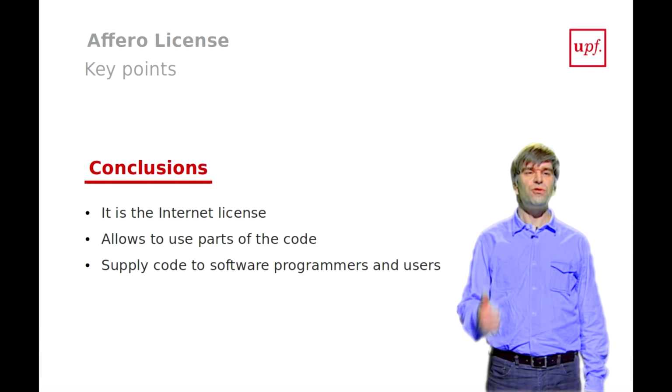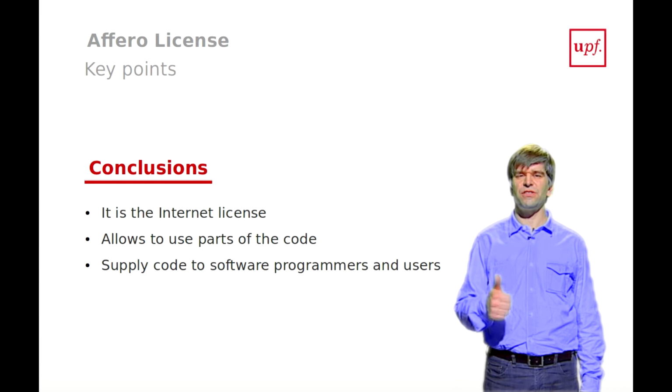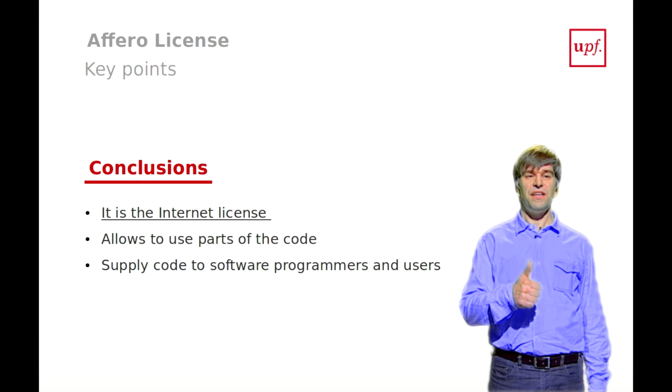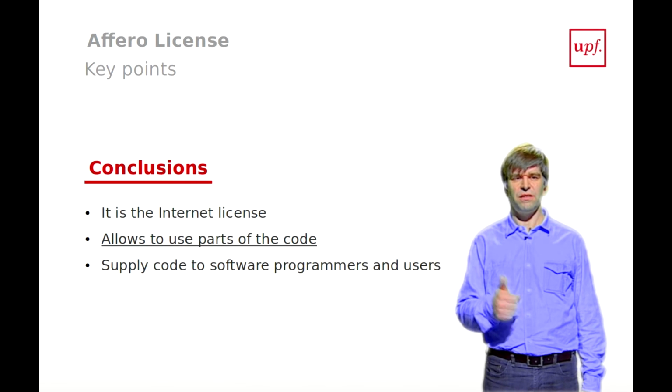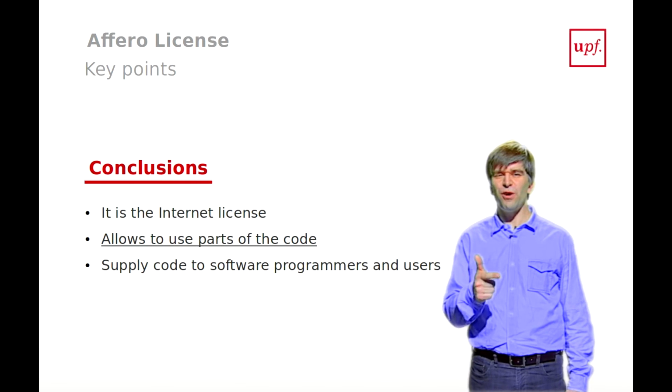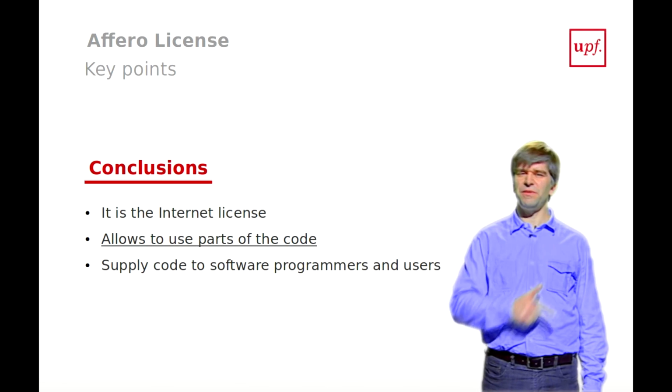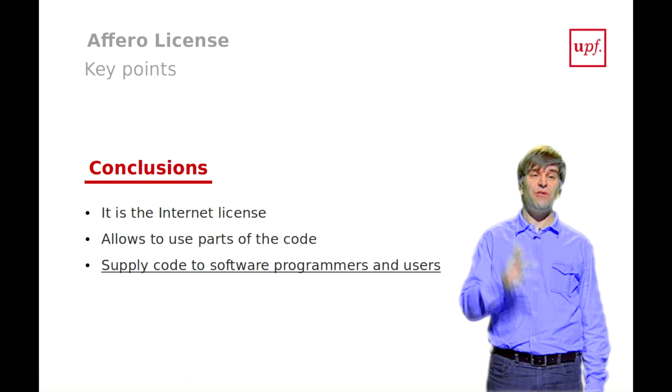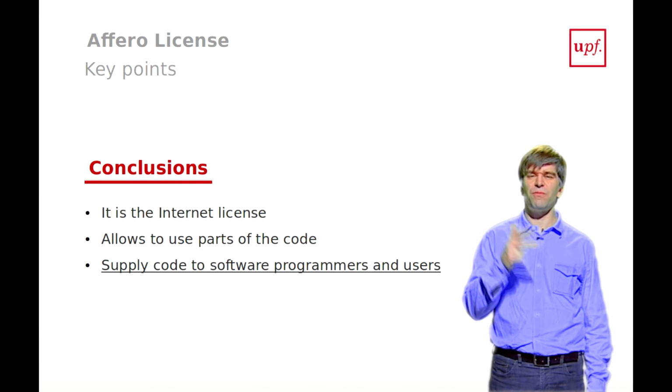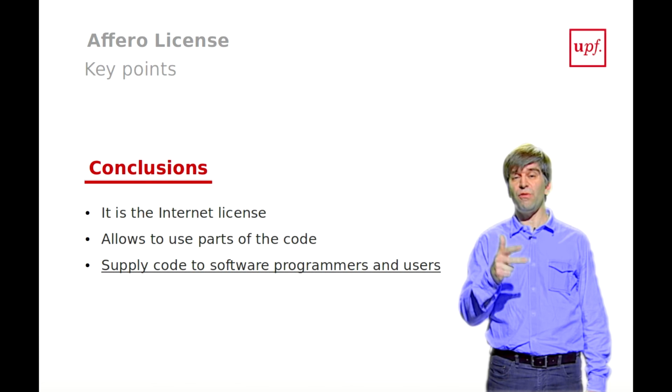Conclusions. How could this license be defined with three short sentences? First, it is the Internet license. Second, it allows using parts of the code or the whole of it under special permissions. And third, it is necessary to provide the source not only to the ones that provide the software, but also to the ones who use it.